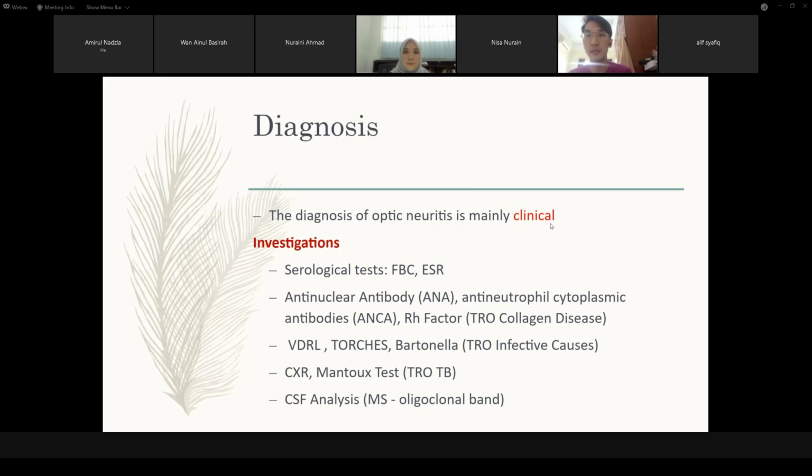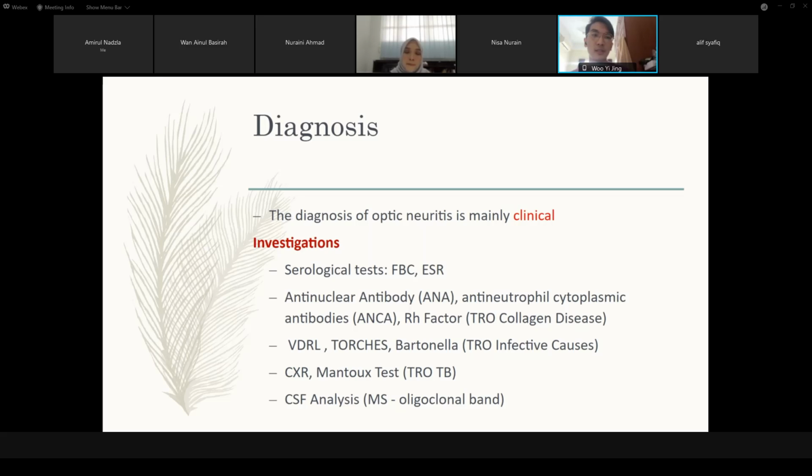As for diagnosis, the diagnosis of optic neuritis is mainly clinical. So there are certain investigations directed to rule out the causes based on the classification of optic neuritis. First one, serological tests. You can do FBC to find out if there are any infectious causes. ESR is normally elevated in multiple sclerosis and also other autoimmune diseases. And you can do certain investigations to rule out autoimmune diseases such as ANA, ANCA, and also rheumatoid factor.